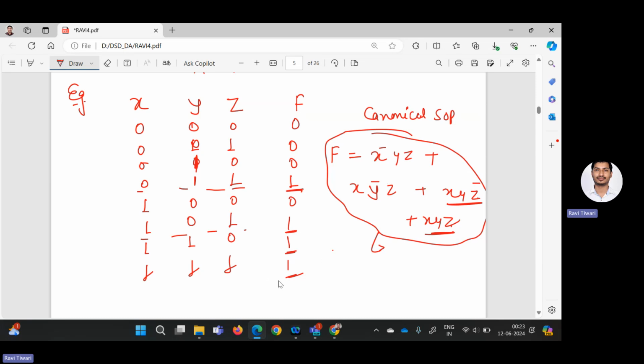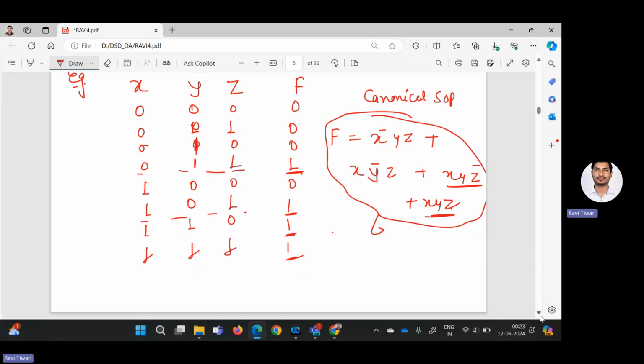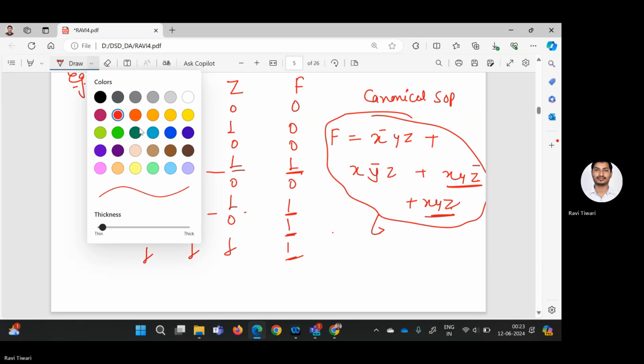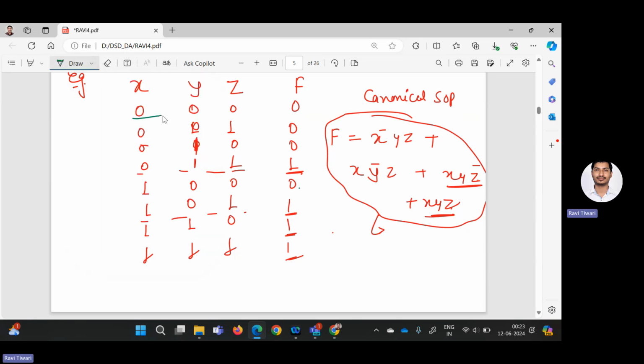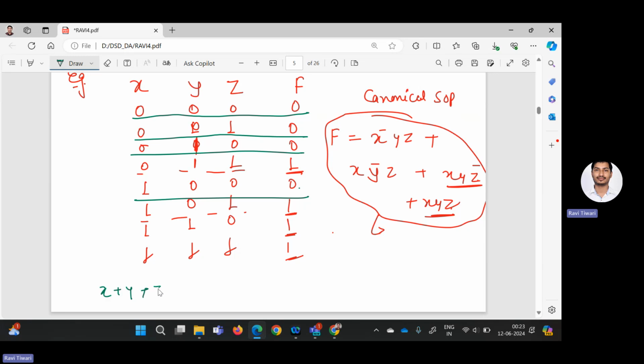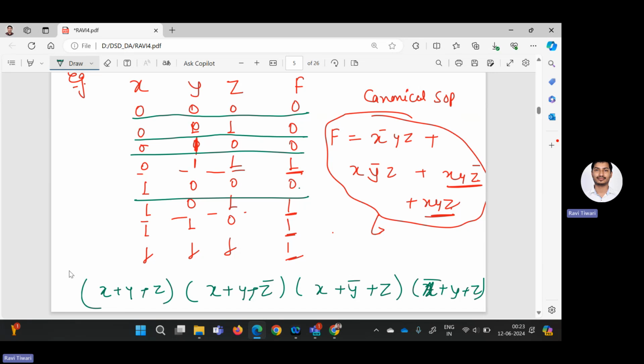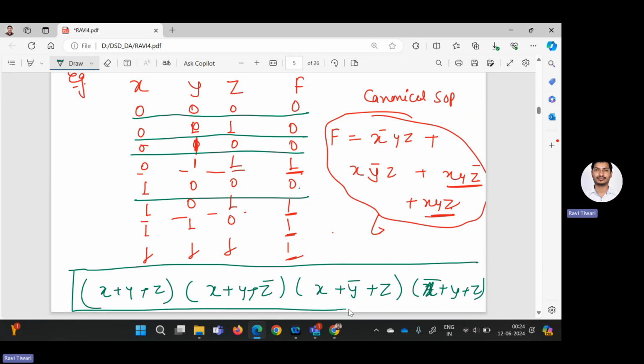Similarly, if I ask you to write down the canonical POS form, how can you do that? For the canonical POS form, write down the expression when the function value is equal to 0, right? And 0 represents the normal form and 1 represents the complement form. These two things are very important. So here it is X plus Y plus Z, X plus Y plus Z bar, X plus Y bar plus Z, and X bar plus Y plus Z. So this is the canonical POS form, and by using the theorem, you can minimize it. That will give you the minimal POS form.